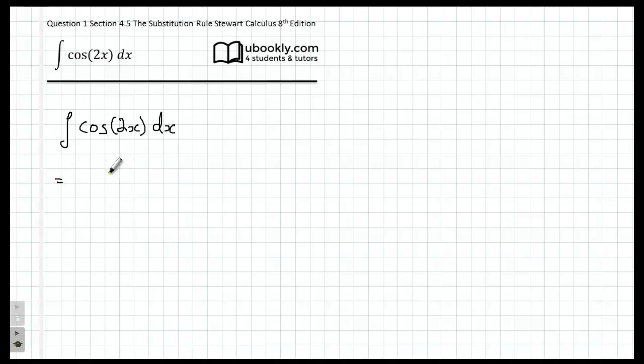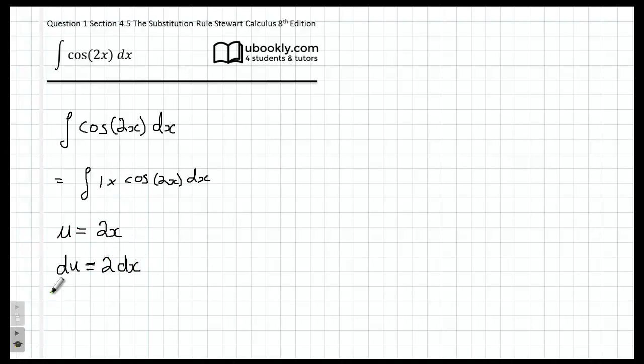Now I can rewrite this as the integral of 1 times cosine 2x dx. I notice that the derivative of this 2x is 2, which is just 1 multiplied by 2. So this 2x is multiplied by its own derivative, but that derivative is just divided by 2. So we could have u equal to 2x, and du will be the derivative of u, which is 2 dx. But we don't want a 2, we want a 1, so we'll divide both sides by 2. So a half du would be dx.